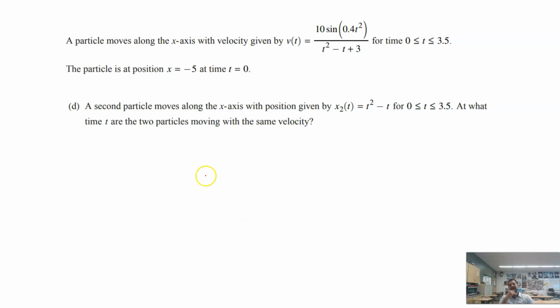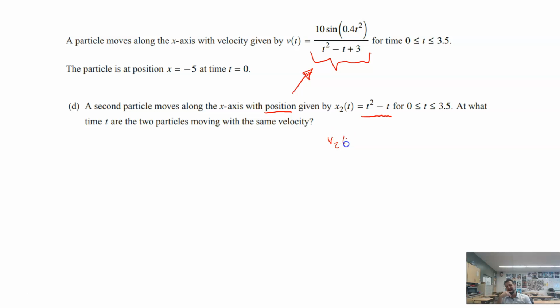Letter D says the second particle moves along the x-axis with the position given by this. Now notice this is a position function. Okay, so the first one gave me a velocity function. The second, letter D, is giving me a position function. And it wants to know, well, what time are the two particles moving with the same velocity? Well, I have the velocity for particle A, if you will, or the first particle. The second particle, though, I do not.